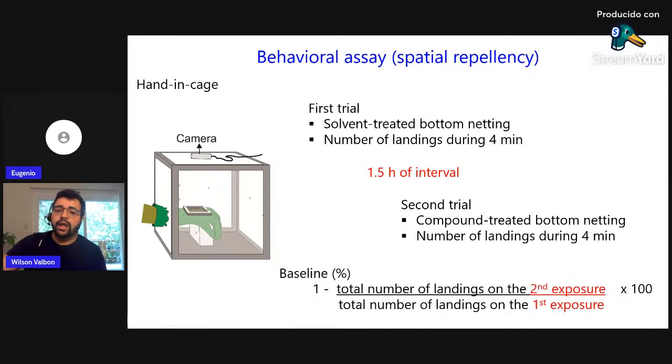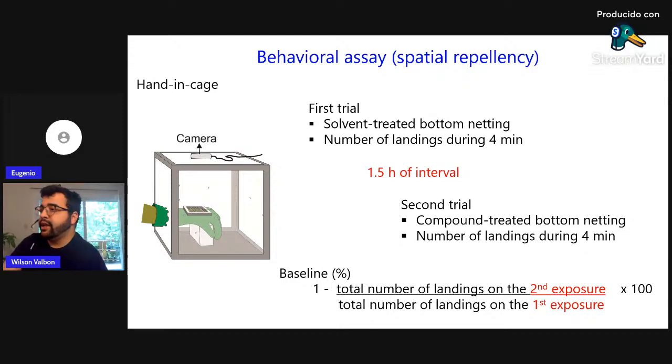Then you can calculate the behavior, the output. We calculate the total number of landings in the second trial in comparison with the first one. Then you have the repellency index, which I'm going to show you later. The baseline should be close to 0, or around 10% of attraction or repellency, because it's just acetone on the first trial and acetone on the second trial again. When you try the second trial with the repellent, you have a reduction of these landings. Then you can calculate the repellency index.